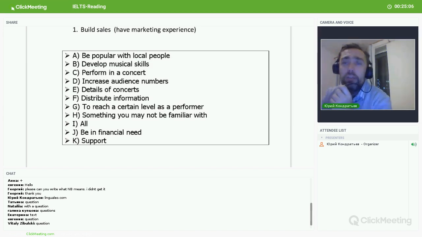If you see a phrase in the text, which phrase will be the closest? Which will express more or less the same? Which would be the best synonym in a broader sense? Please write number 1 and letter A, 1A, 1B, 1C, like this, in the chat. So the options are: be popular with local people, develop musical skills, perform at a concert, increase audience numbers, details of concerts, distribute information, reach a certain level as a performer, something you may not be familiar with, all be in financial need or support.